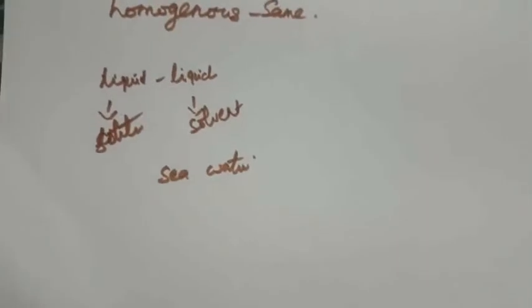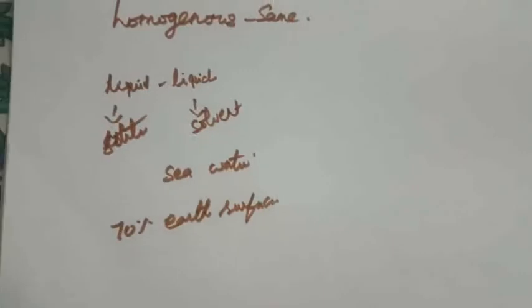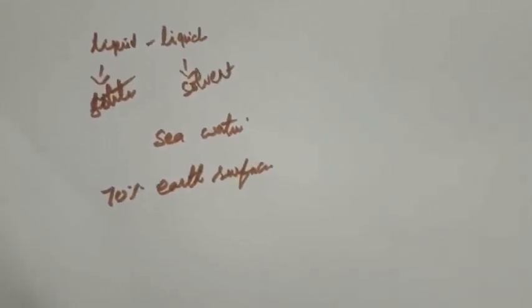The next best example of solution is seawater. What is meant by seawater? Seawater is a mixture of all the minerals, and it covers more than 70% of the earth's surface. We cannot imagine life without seawater. It contains many dissolved solids, mostly sodium chloride. Sodium chloride is a salt, table salt, right? Most of the dissolved solids in seawater are sodium chloride.